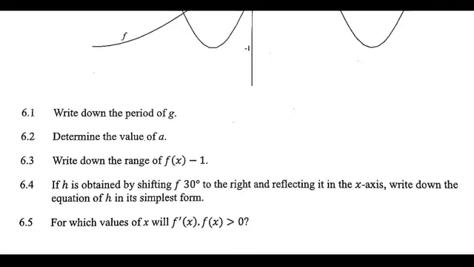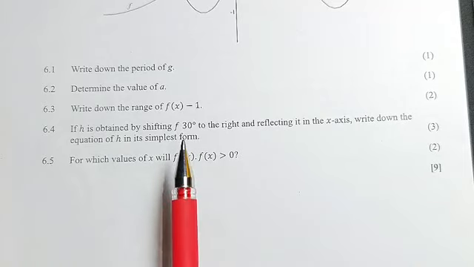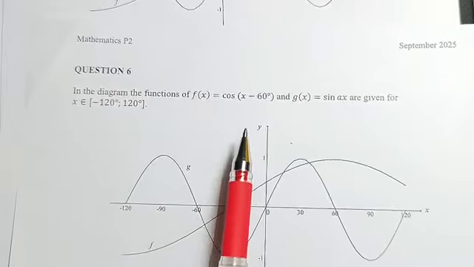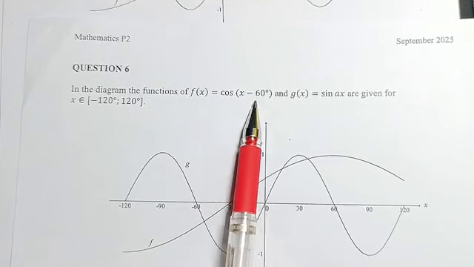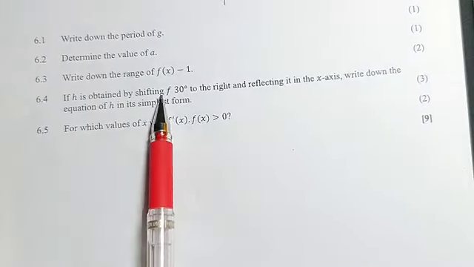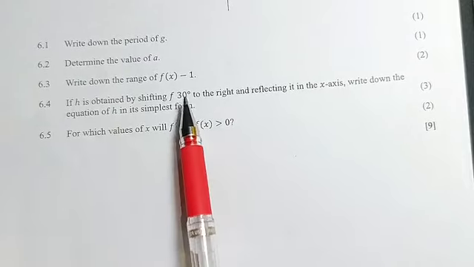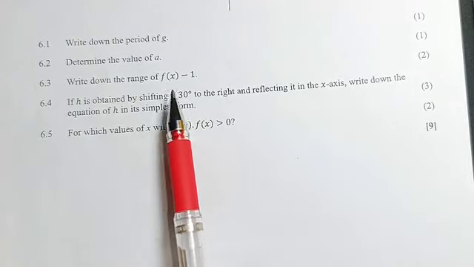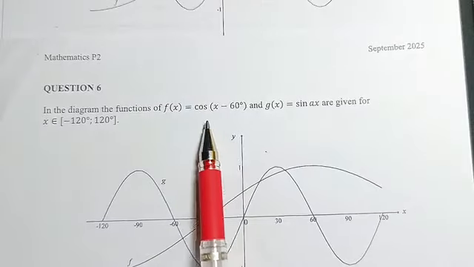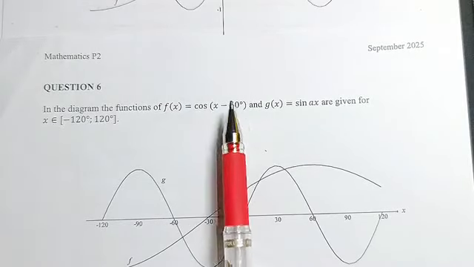6.4. If h is obtained by shifting f 30 degrees to the right and reflecting it in the x-axis, write down the equation of h in its simplest form. So he's talking about the f of x, which we have now. f of x is cos of x minus 60 degrees. Shifting 30 degrees to the right means minus, so it's going to be x minus 60 degrees minus 30 degrees.